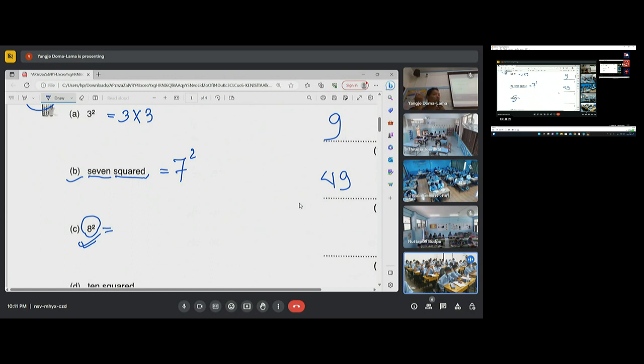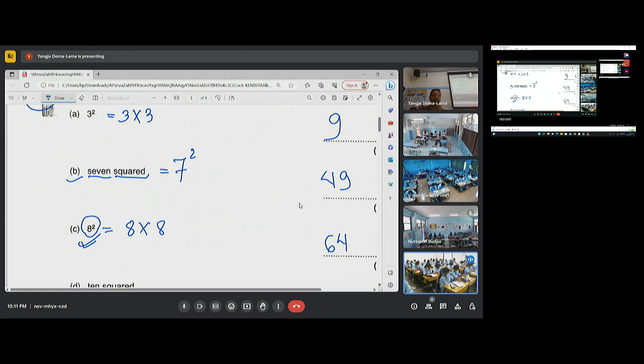Okay, listen to the questions properly. What am I asking? It is 8 square. I didn't ask you what is the answer. I say, how do you read it? If you don't know how to read, how will you speak, isn't it? 8 square. How do you read it? Okay, so what is the answer now? 8 square is 64.